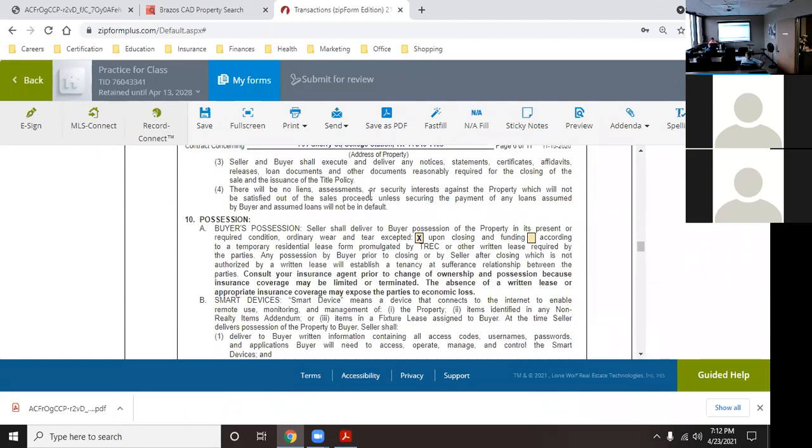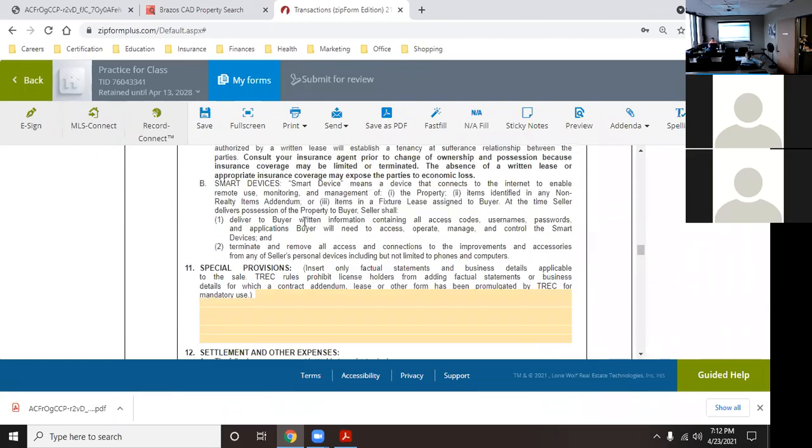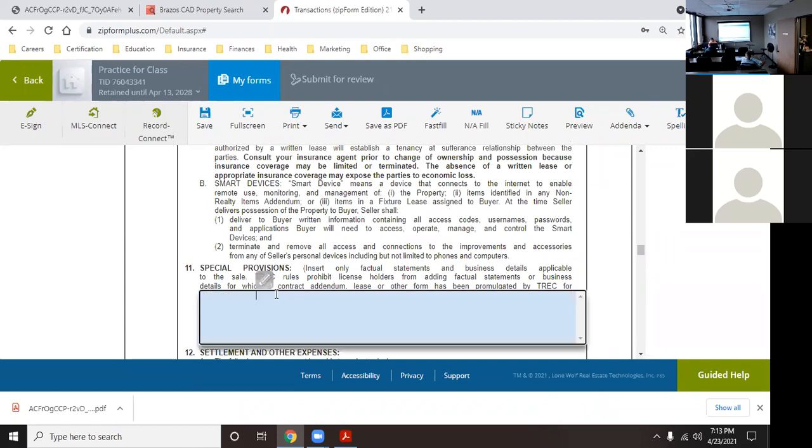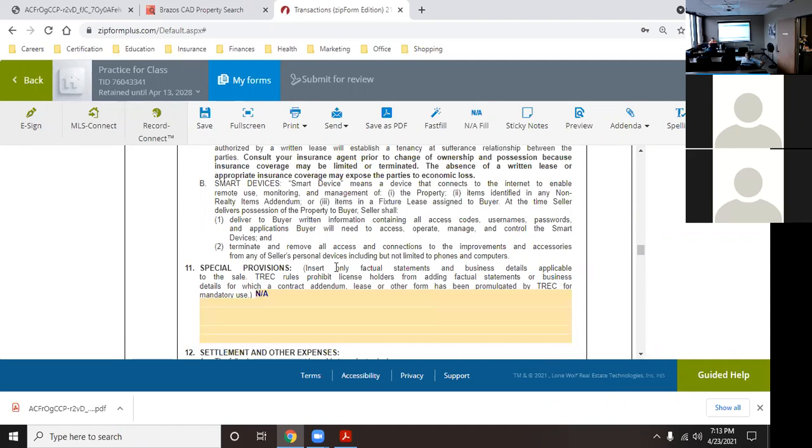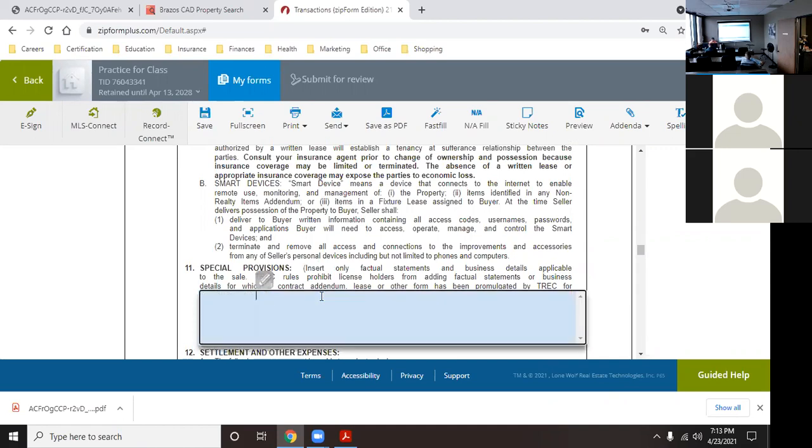Oh, too far. Yeah, here we go. Okay, special provisions. So this is that paragraph 11 we've talked about a lot. Again, 90% of the time, that's what this paragraph is going to look like. It's just going to say NA. There's not a whole lot of special provisions you need for all of these.